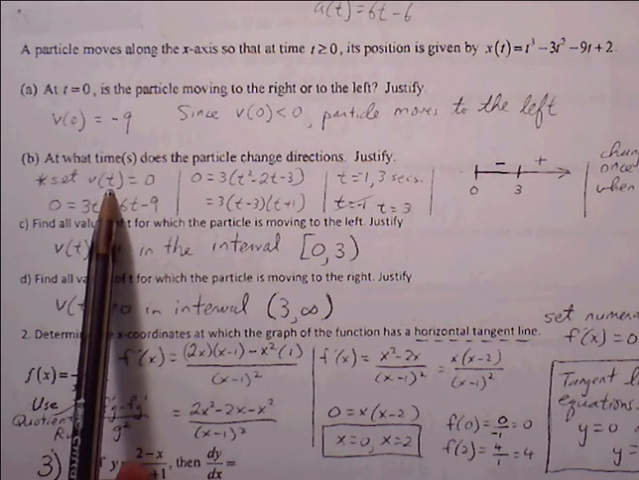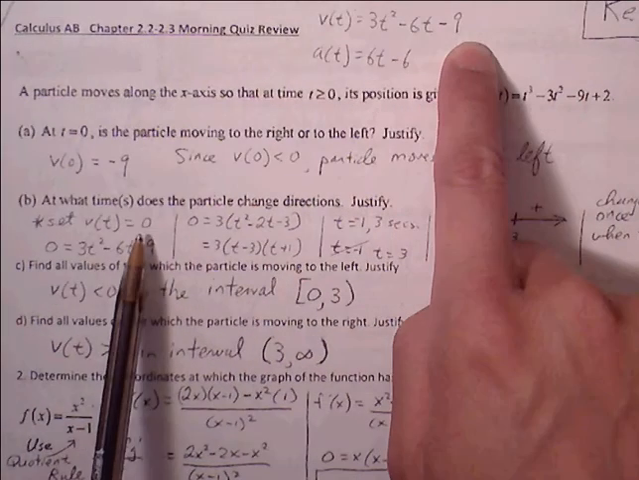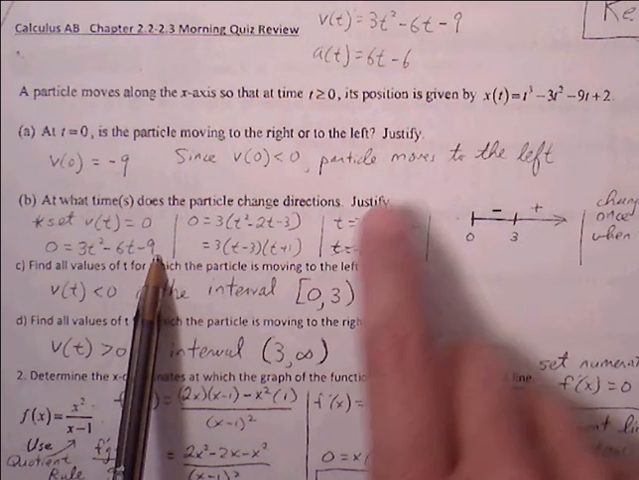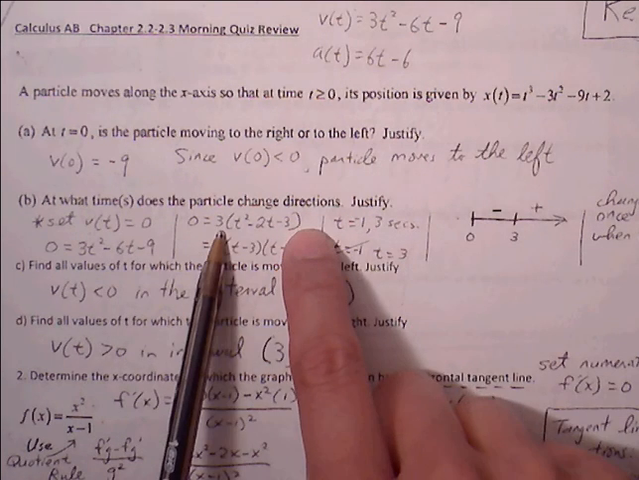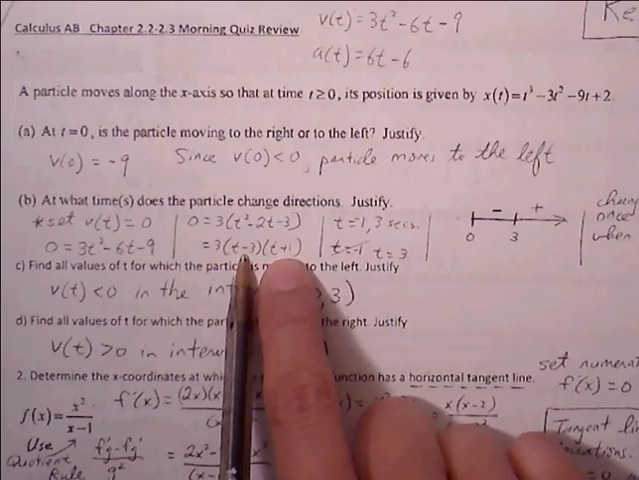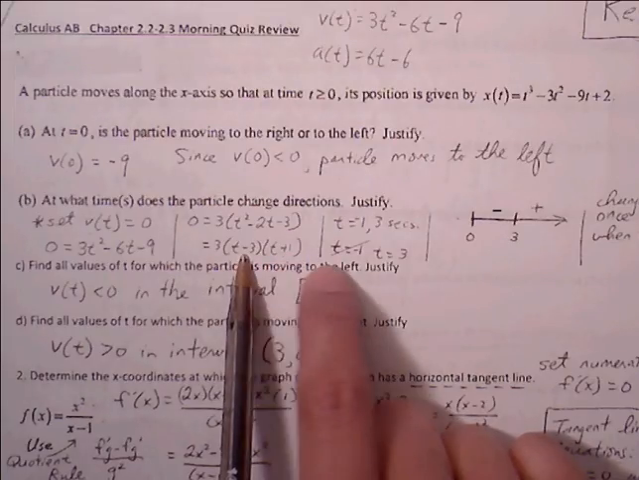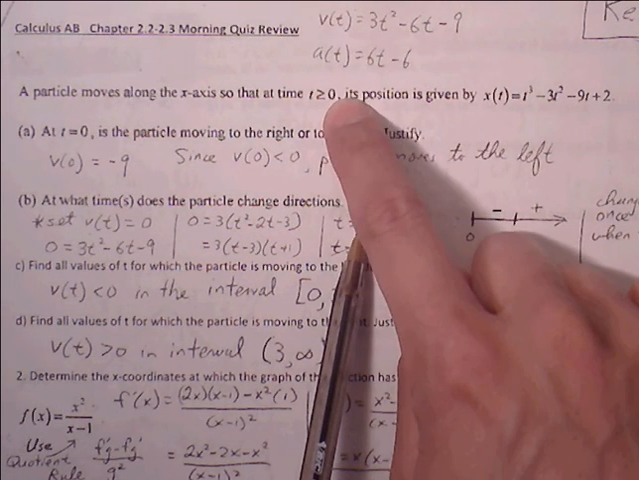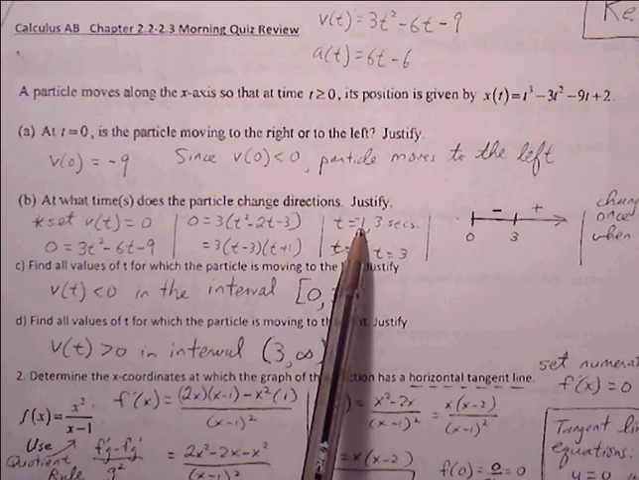So we find the velocity and set it equal to 0. We have our velocity function that we found here. Set that equal to 0. So 3t squared minus 6t minus 9 is equal to 0. We can factor out the 3 and continue factoring. Solving for t, we get t is equal to negative 1 and 3. So negative 1 we can eliminate because that's outside of our domain. We're only looking at t values greater than or equal to 0.